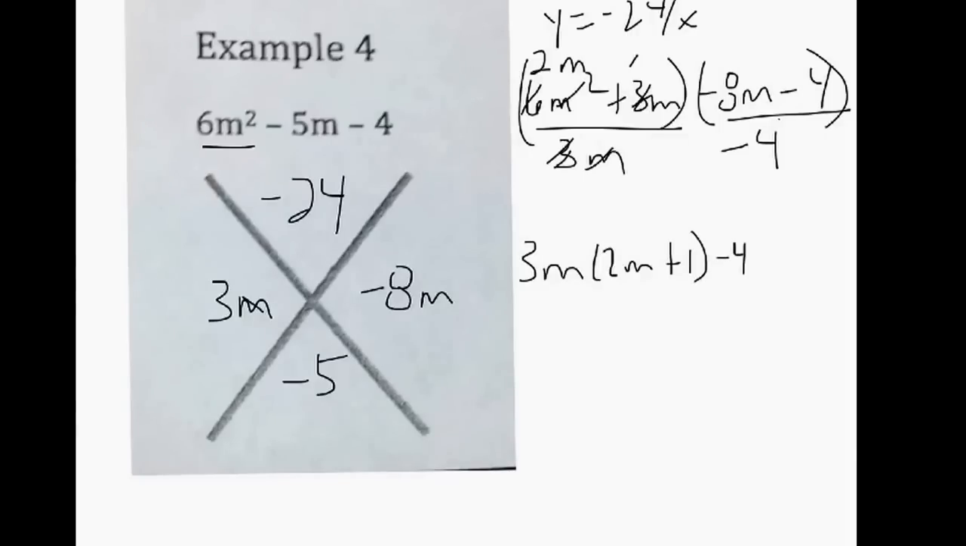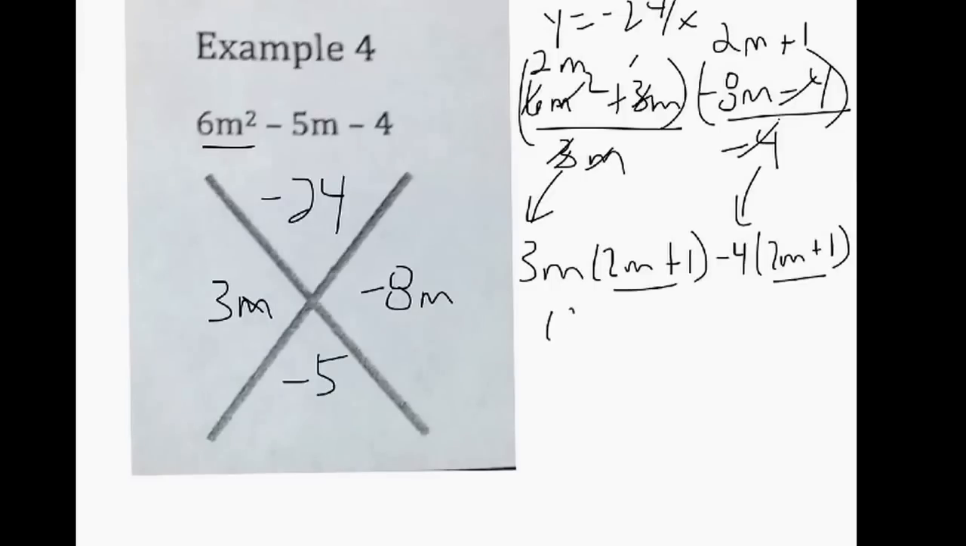Pull the negative 4 here. So that one goes there, that one goes there. Negative 4 goes into negative 8 2 times. So that's 2m. Negative 4 goes into negative 4, positive 1. So you'll see those are the same. So this is 2m plus 1. And then the outside part, 3m minus 4.